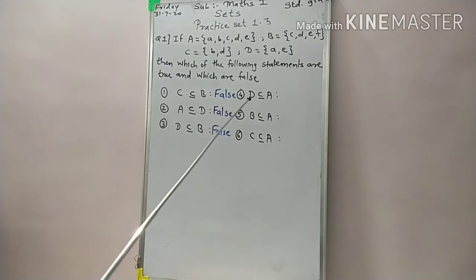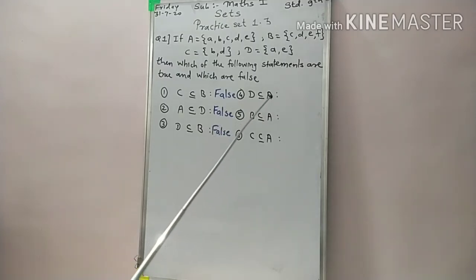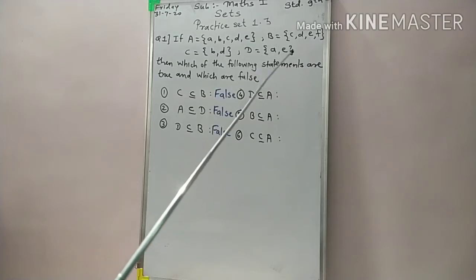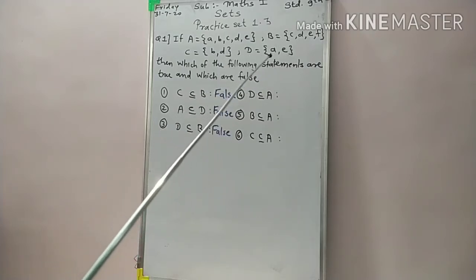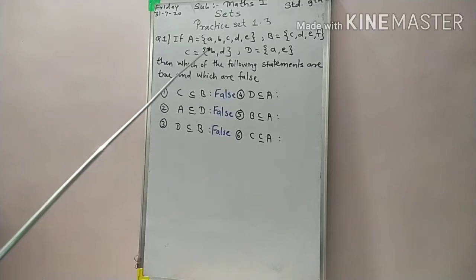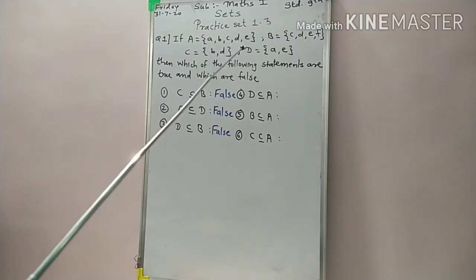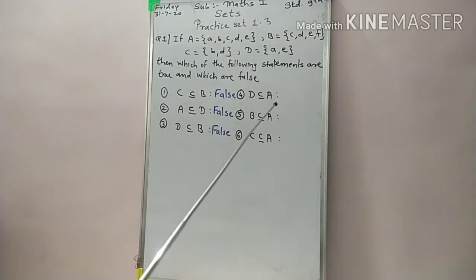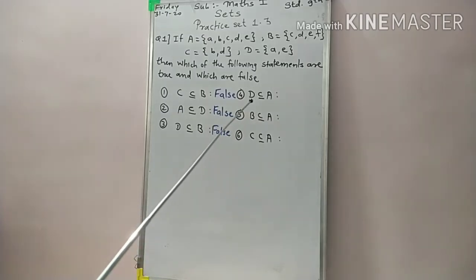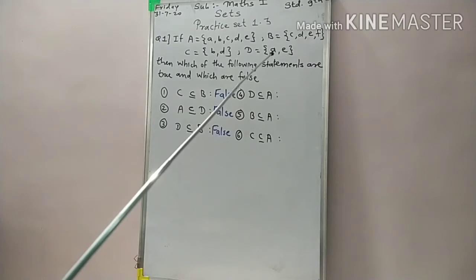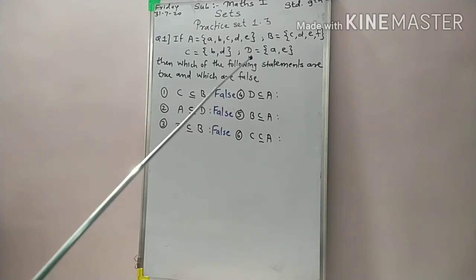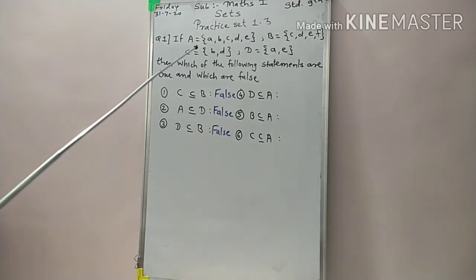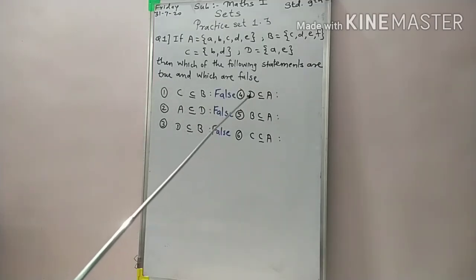Now try the fourth one. D is a subset of set A. Set D has 2 elements, A and E, and as we notice here, both elements A and E are in set A, so D is a subset of A. That statement is true. Understood, students? Notice that A and E, the elements of set D, both elements, meaning all elements, are in A, so the statement is true.